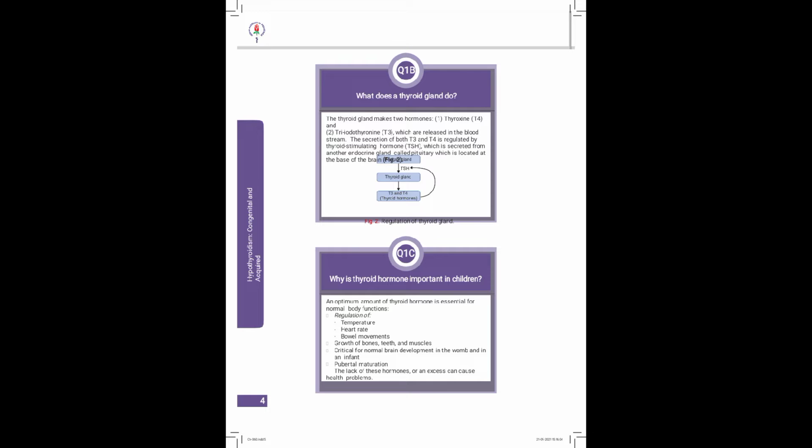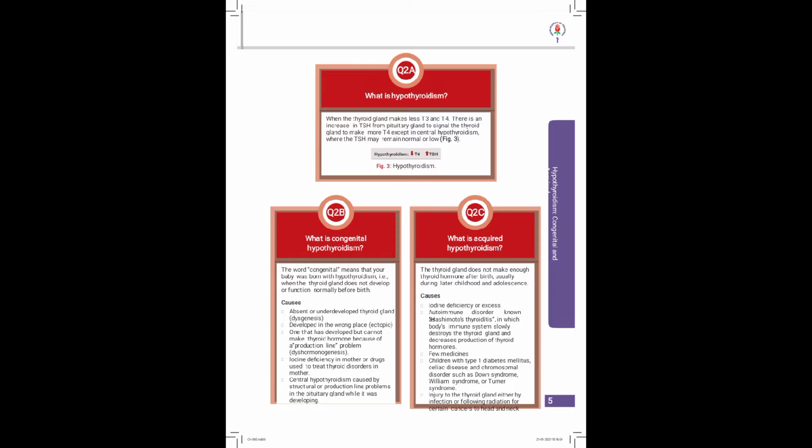The important functions of these hormones in children are that they are very important for normal body functions. First, they regulate temperature, heart rate, and bowel movements. Moreover, they are responsible for normal growth of bones, teeth, and muscle, are critical for normal brain development in the womb and in an infant, and for pubertal maturation. The lack of these hormones or an excess can thus cause health problems.